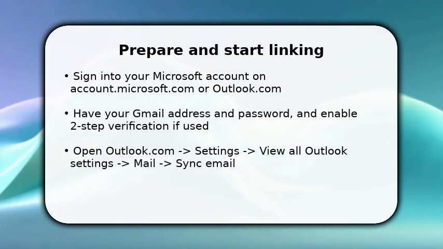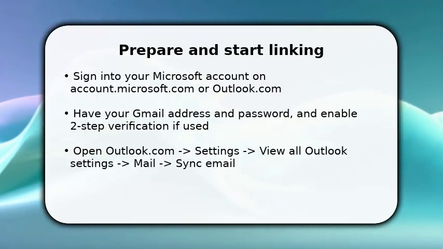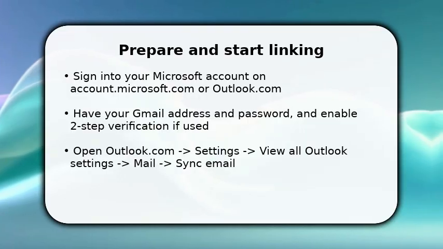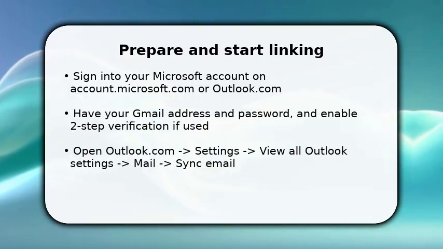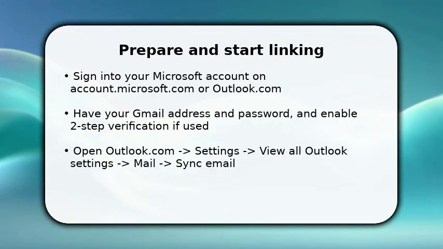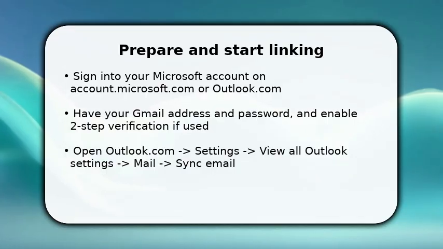You begin by signing into your Microsoft account and opening Outlook settings. Once done, navigate to Mail, right arrow, sync email to add a connected account. You need your Gmail address and login ready, and if you use Google two-step verification, prepare an app password. Make sure to allow browser pop-ups so the Google permission screen appears.